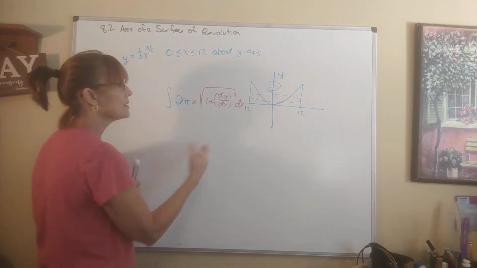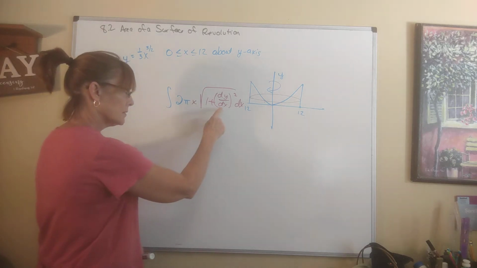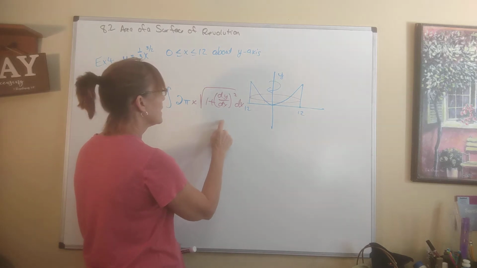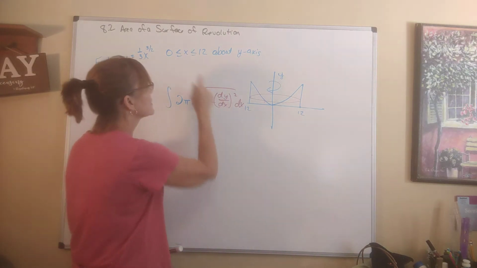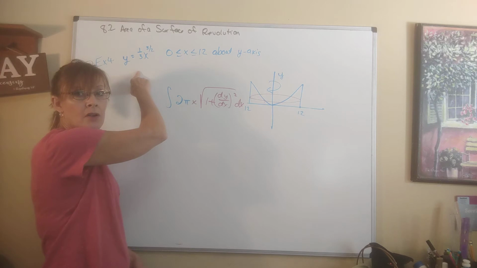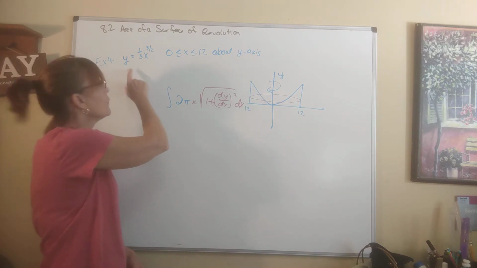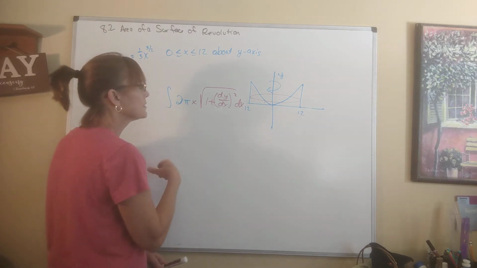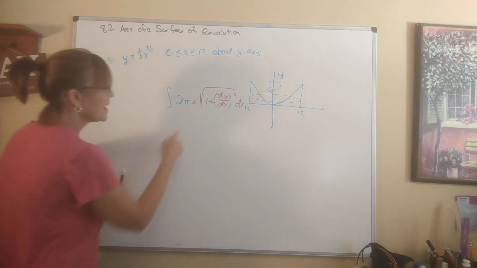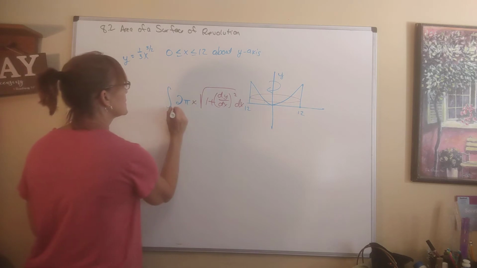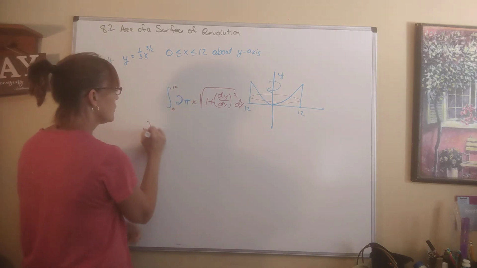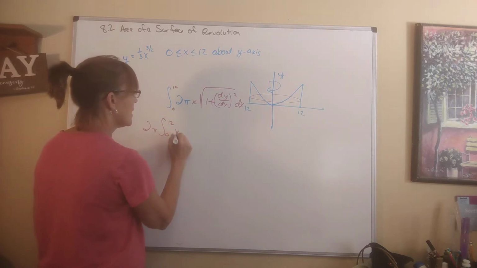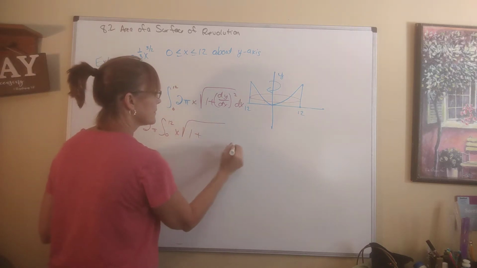Now, whether we use dy dx or dx dy, with respect to x or y, depends on how we've written our function, as y is a function of x or x is a function of y. That's what affects that. Since we're doing it with respect to x, our limits are going to be with respect to x, so this is 0 to 12. We can pull the 2 pi out here. This is from 0 to 12 of x times the square root of 1 plus something squared dx.